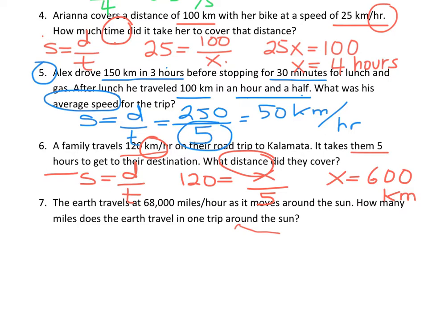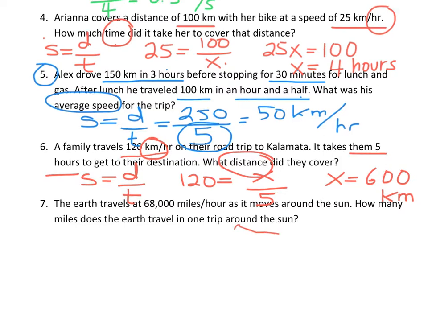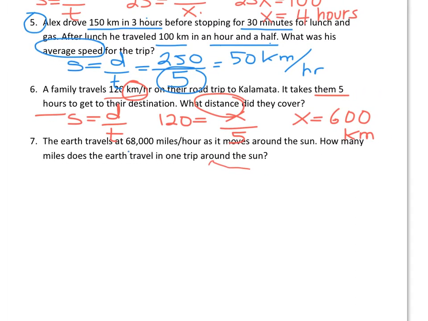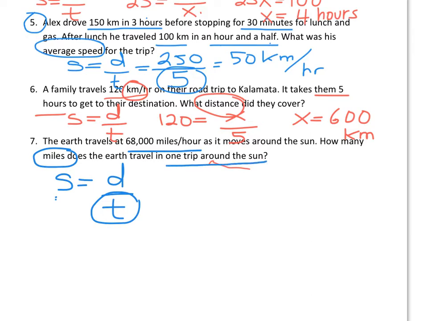Okay, and the last one, the Earth travels at 68,000 miles per hour as it moves around the sun. How many miles does the Earth travel in one trip around the sun? So really we're looking at distance here. Now something that's missing here is that we have the speed, but something is missing about the time. Now it tells us that it's one trip around the sun. One trip around the sun is 365 days. Okay, so we have to basically put this into hours.